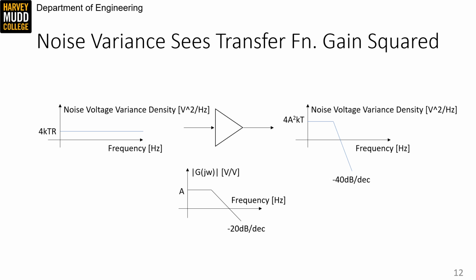You can see this rule in action on this slide. A voltage noise variance is fed into an amplifier that has a DC gain of A and a first order roll-off at high frequencies, and that's pretty common for amplifiers. We can see that the noise spectrum at the output of the amplifier is scaled by A squared at DC, and it rolls off at 40 dB per decade, which is twice as fast as the transfer function. So this indicates that the noise spectrum at the input of the amplifier has been multiplied by the transfer function of the amplifier squared.